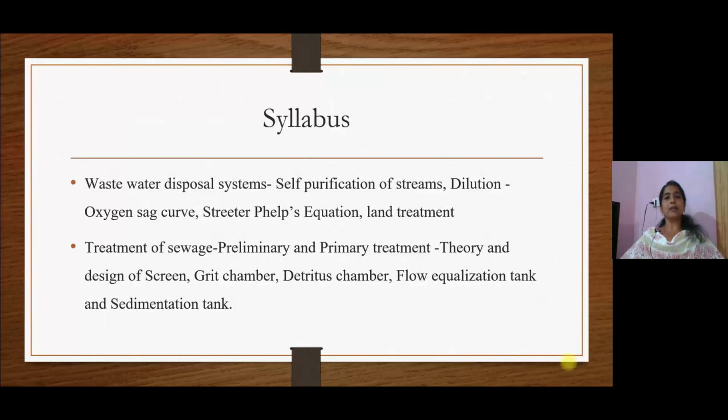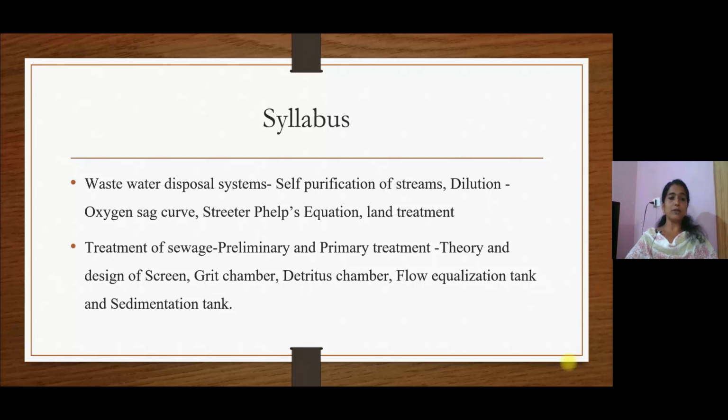In this session, the complete module covers the topics: wastewater disposal system, that is self-purification of streams, dilution method, in that oxygen sag curve, then Streeter-Phelps equation, then land treatment. In the second session, the treatment of sewage, that is preliminary and primary treatment, then theory and design of screen, grit chamber, Ricketts chamber, flow equalization tank and sedimentation tank.